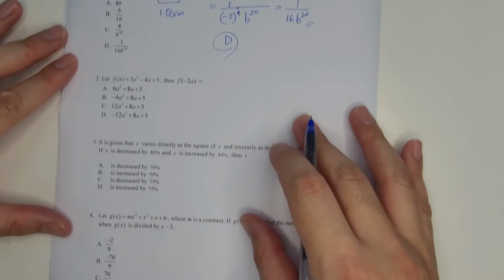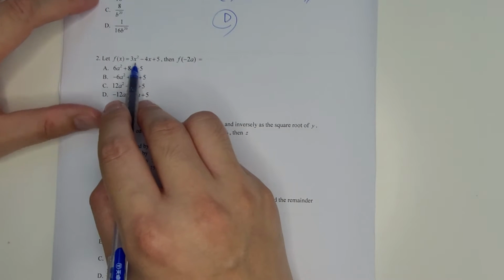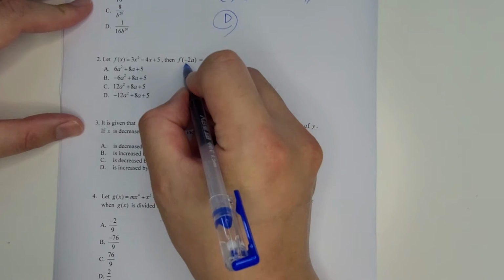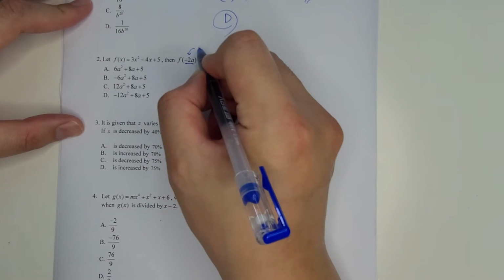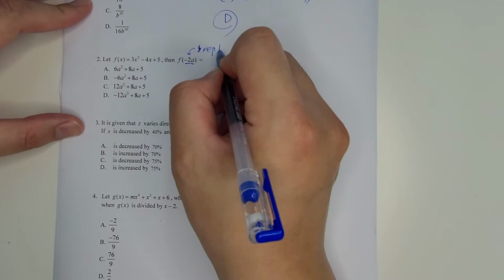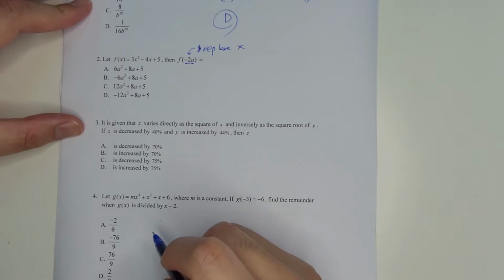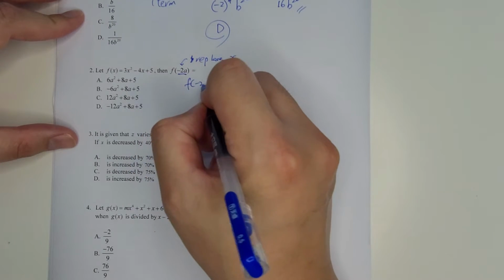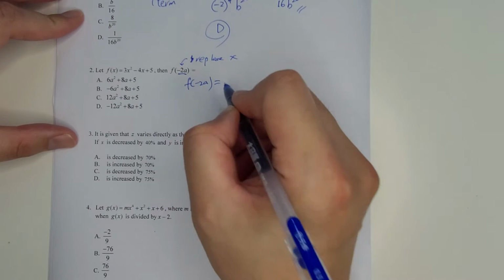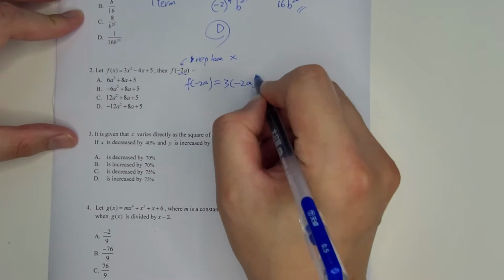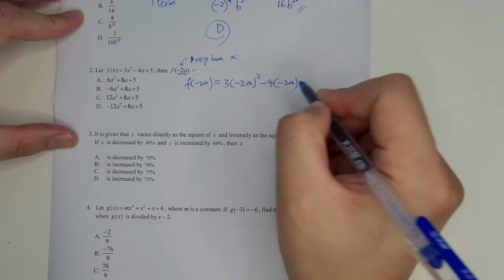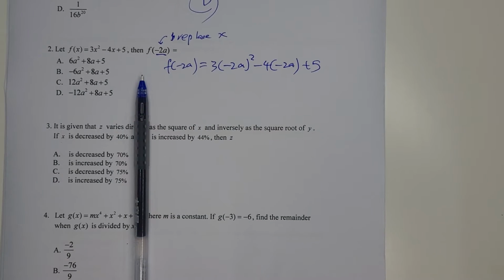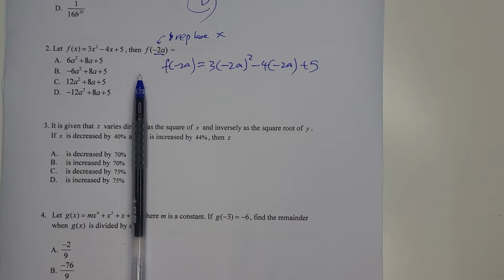And for question number 2, f(x) equal to 3x squared minus 4x plus 5, you need to find f(negative 2a). That means this is replace x. Use negative 2a to replace x. So you will get f(negative 2a) equals 3 bracket negative 2a all square minus 4 bracket negative 2a plus 5. Okay, let me increase the size of this one. Okay, I hope that is better.